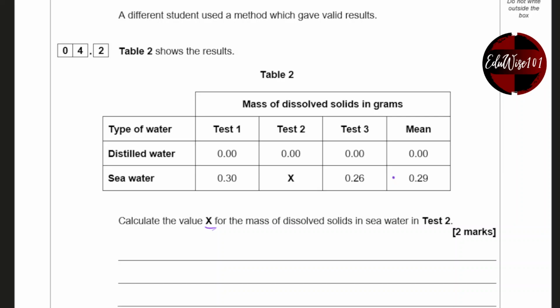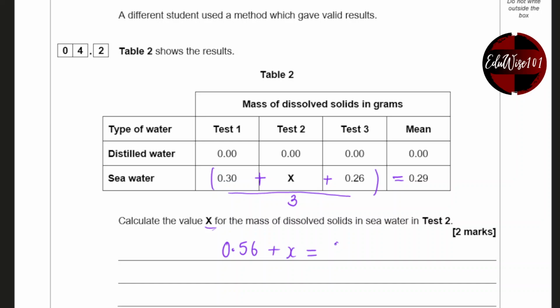Now, the mean is calculated by adding these 3 values: 0.30 plus x plus 0.26, divide that by 3 will give you 0.29. So how do you find the value of x? So let's add these 2 values up. That is 0.3 plus 0.26. That gives us 0.56 plus x equals. And I want to get rid of this 3, so I'm going to move it to the other side and multiply this by 3.